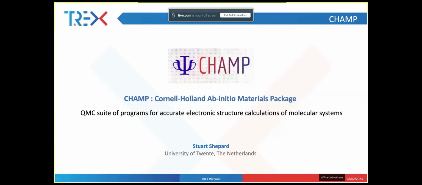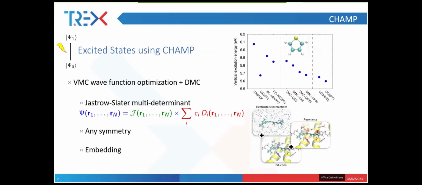Good. Okay. Hi, I'm Stuart Shepard. I'm a postdoc in the group at University of Twente that works with the CHAMP program. I'm just going to go through a few examples showing the capabilities of CHAMP. So one is CHAMP can give accurate excited state properties, and it does this using variational Monte Carlo wave function optimization. And it can also do fixed node diffusion Monte Carlo to provide more accurate energies.